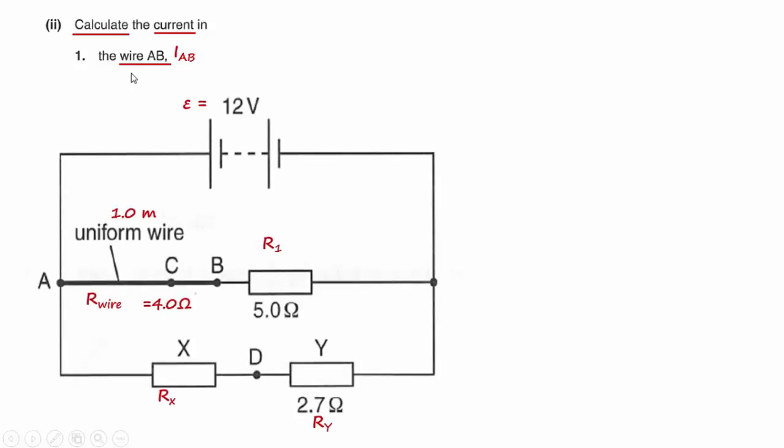Next, we will look at B Part 2. For B Part 2 Part 1, we are asked to calculate the current in the wire AB, which I'm going to call IAB. From figure 2.2, we can see that the current through AB is equal to the current through R1, which is also equal to the current through this whole branch. I'm going to call this point E, and hence we can write IAB equals I1 equals IAE. Now, IAE equals the potential difference across AE divided by the resistance in the branch AE.